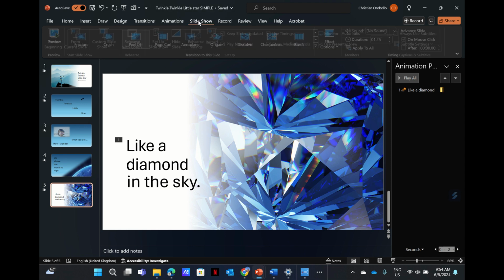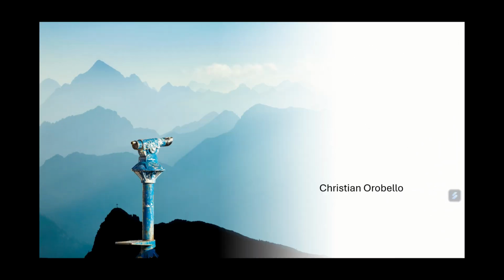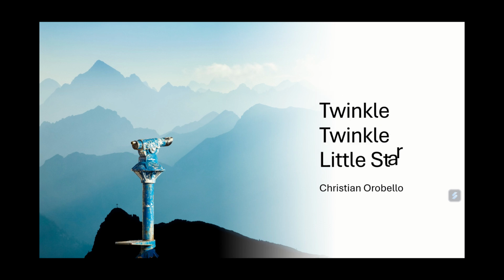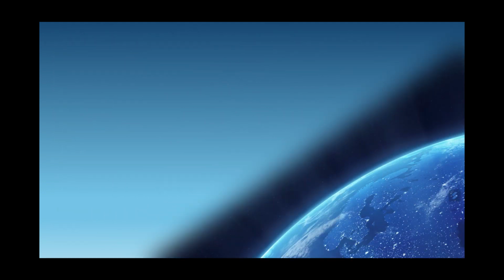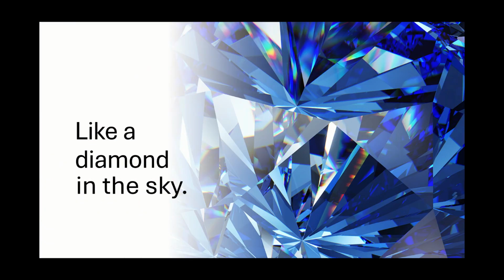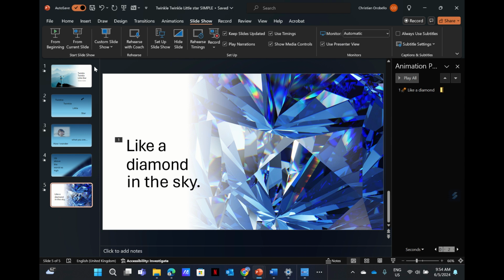Okay, so now we can go to our slideshow from the beginning. And you see it falls down, then I click, and here come my words. And I click again and go to the next one. Okay, and it's the end. Okay, so as you can see, we can add lots and lots of different animations and things.